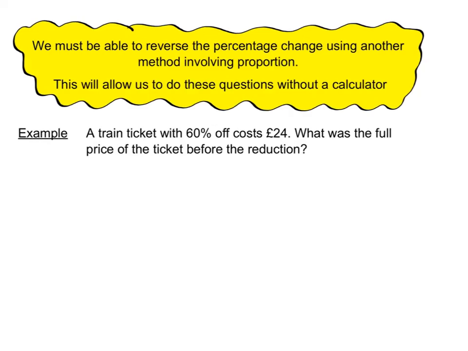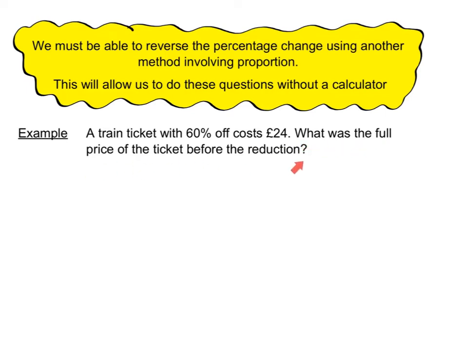We're now going to look at a second way to do the same sort of question, but this method will be a bit more useful if it comes up in a non-calculator paper, and this method basically uses proportion. So, for example, a train ticket with 60% off costs £24. So that's a percentage change that's already taken place. In other words, there was a full price ticket and someone has taken 60% off, and what's left is £24. And it's saying, what was the full price of the ticket before that reduction?